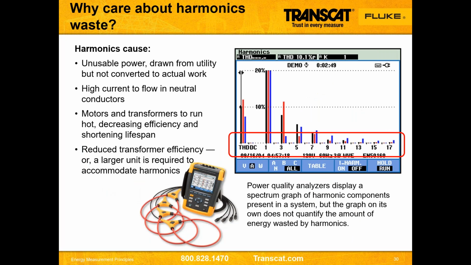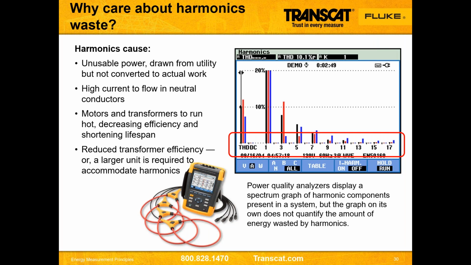Harmonics are multiples of the fundamental frequency. Here in the United States, the first harmonic is 60 hertz. Your second harmonic is 120 hertz, so 2 times that. Third harmonic 180, and so forth and so on, up to the 50th harmonic. So 50 times 60, we're looking at about 3 kilohertz worth of bandwidth, or 3,000 hertz.